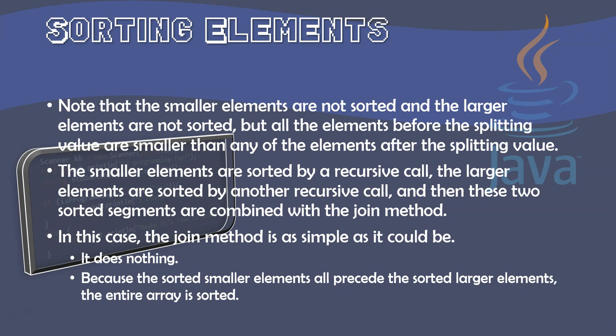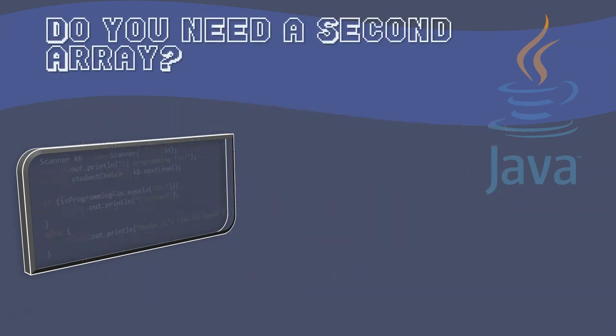In this case, our join method is as simple as could be. It pretty much does nothing. Because the sorted small elements all precede the larger elements, the entire array is already sorted. So that begs a question here. When we start looking at our code, do you actually need that second array?